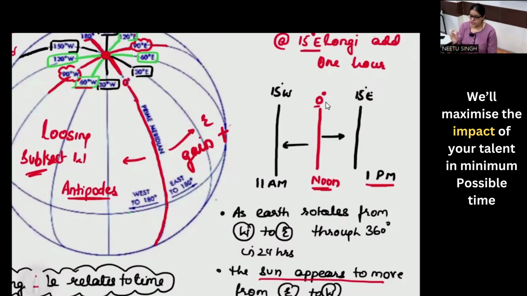And because Earth is spinning on its axis west to east, that is the reason I've written here, sun appears to be moving from east to west. We say sun rises from east and sets in west. Sun is a stationary body. It's the apparent movement that we take into account.